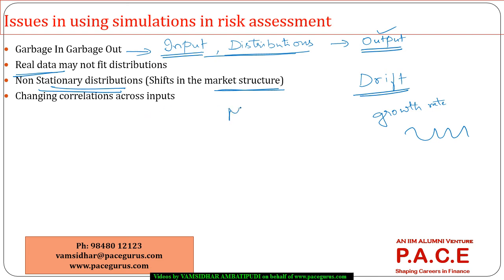So if there is no mean reversion kind of behavior, how do we incorporate those things as a part of our simulation process is something that needs to be understood. And the correlation between the variables, even that is not stationary. At some points in time, the correlation is much higher between the variables. At some points the correlation is much lower. So how do I really incorporate the changing correlations across the inputs as well? So all these things become challenges when we are performing simulation exercises.